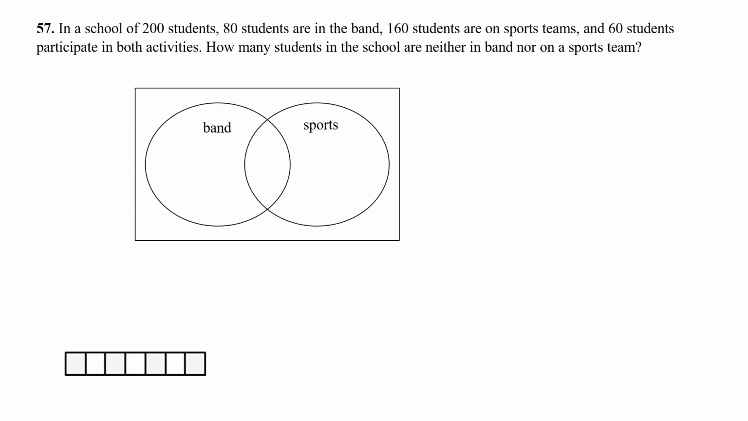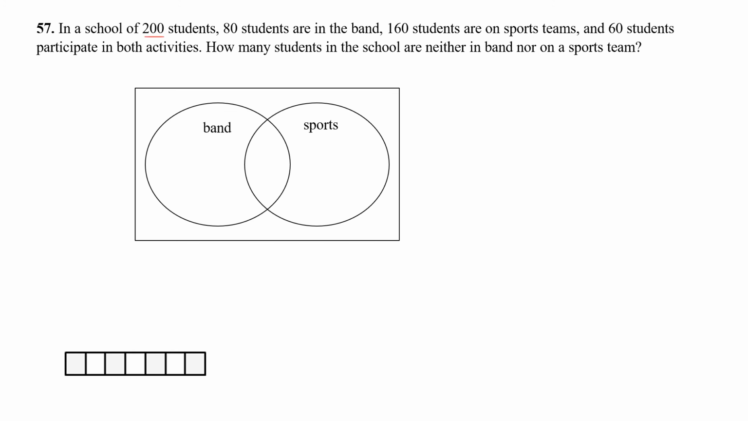Let's take a look at number 57. It says in a school of 200 students, 80 students are in the band, 160 students are on sports teams, and 60 students participate in both activities. How many students in the school are neither in band nor on a sports team? So we can use this Venn diagram here to help us out.